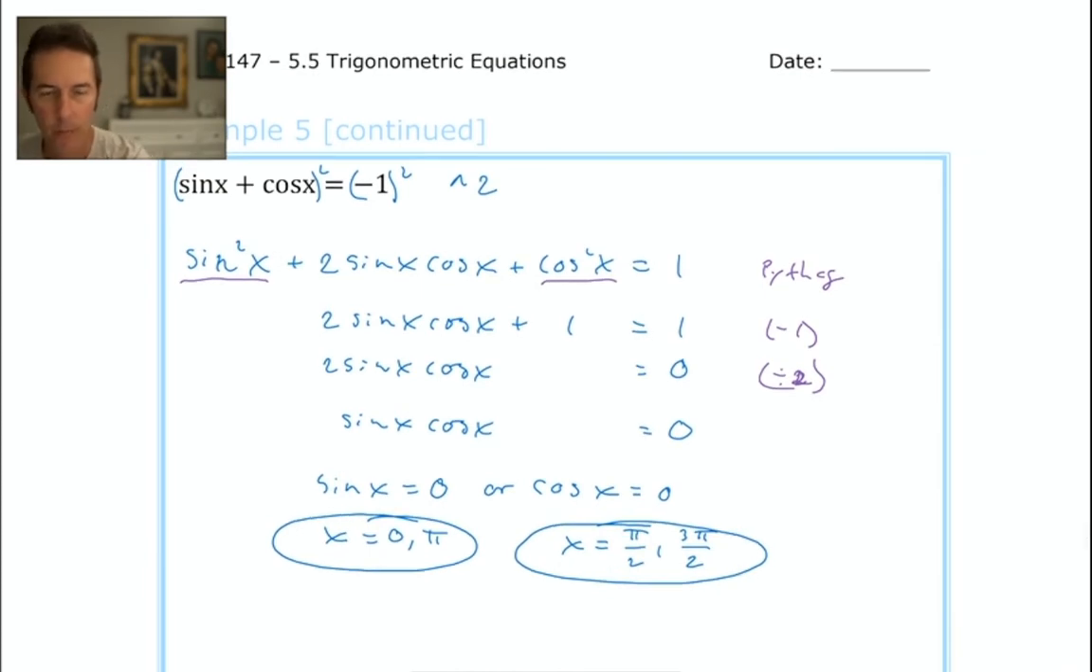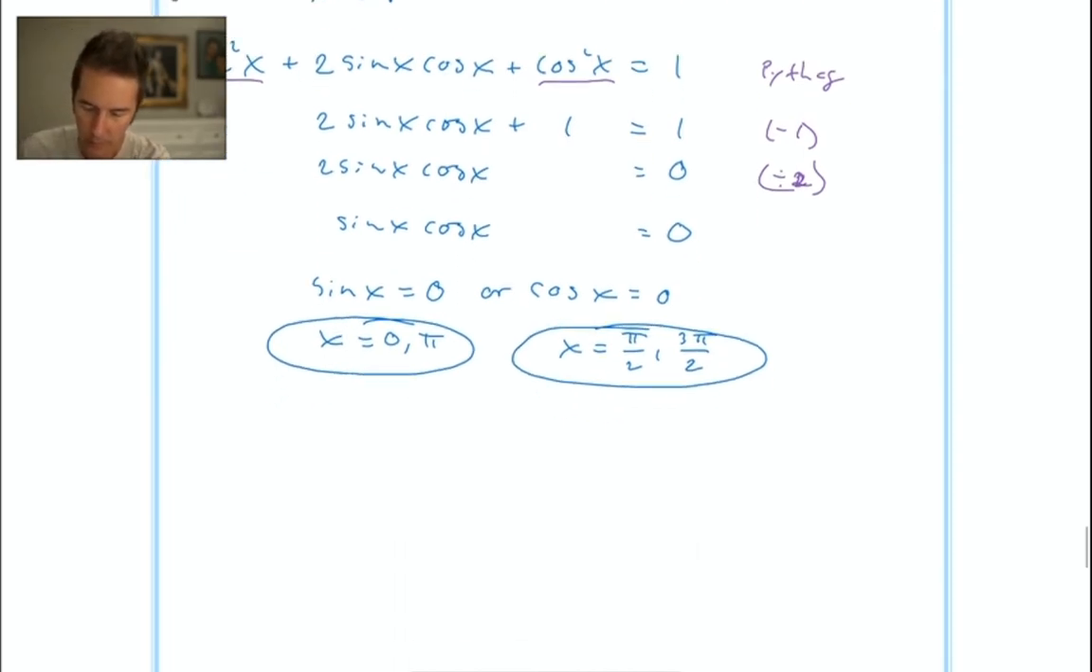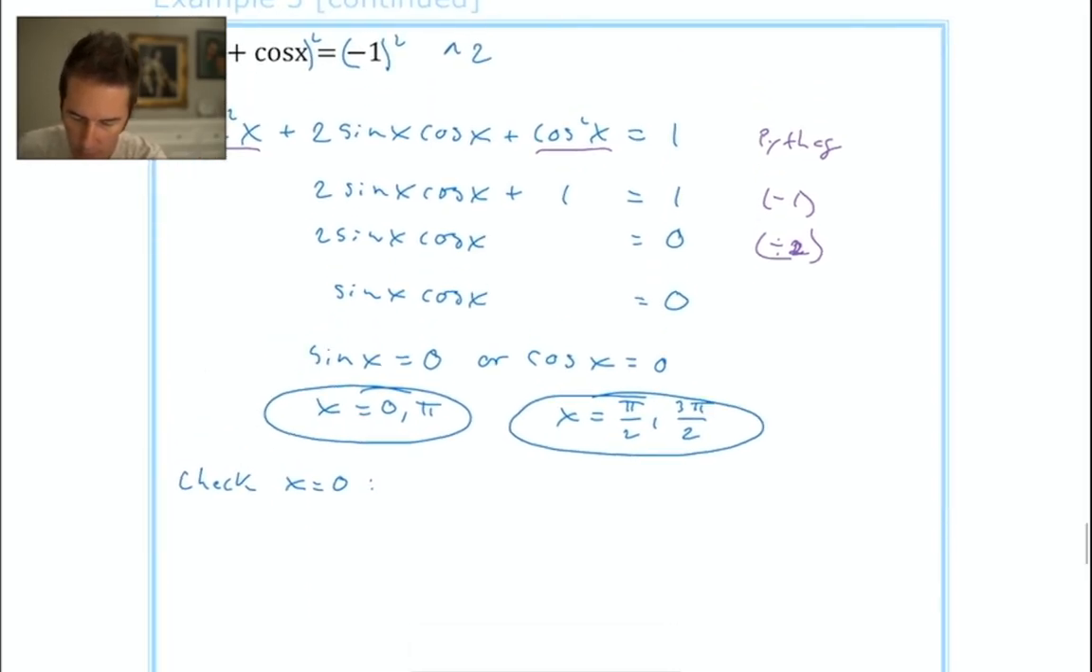What's the sine of 0? Picture the graph. It's 0. What's the cosine of 0? Picture that graph. It's positive 1. What's 0 plus 1? 1. Does 1 equal negative 1? No, it does not. So let's check x equals 0. If we check x equals 0, we just said that we get 0 plus 1 equals negative 1, which is false. So the x value of 0, we're going to throw that one out.